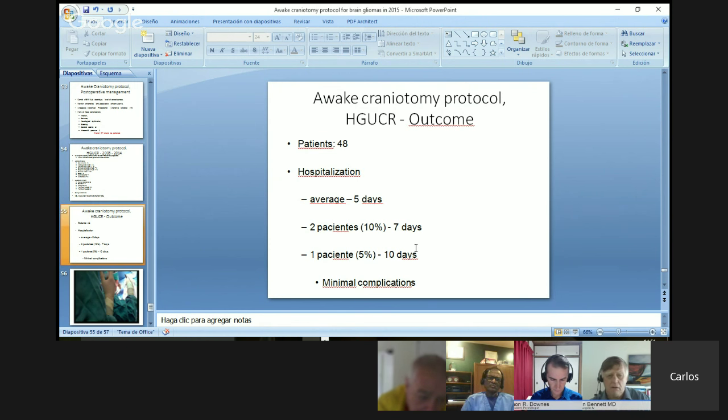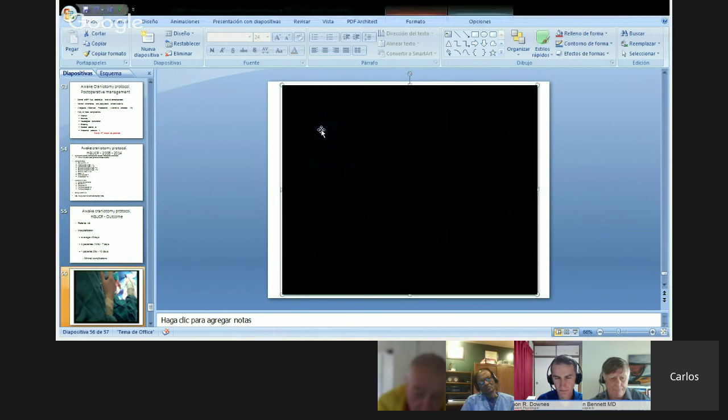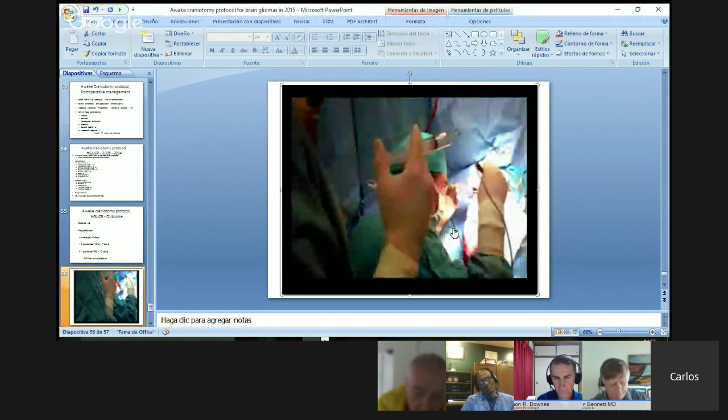We had 48 patients. The hospitalization average was 5 days. For 2 patients, the last 10%, it was 7 days. In one patient, the patient was in hospital more than 10 days. The complications were minimal. So maybe we can see how we are doing it.